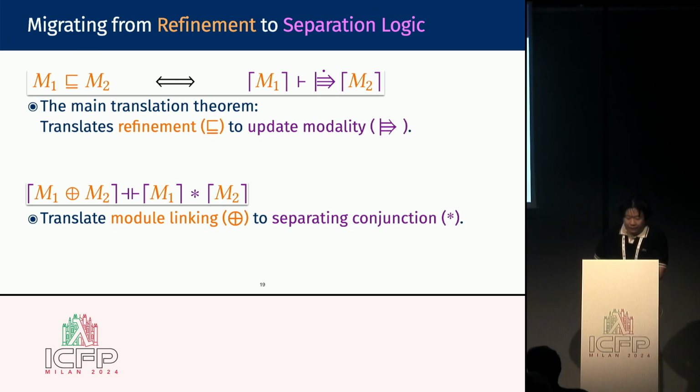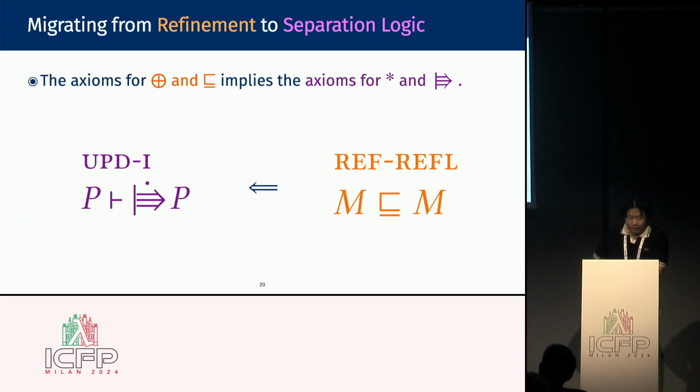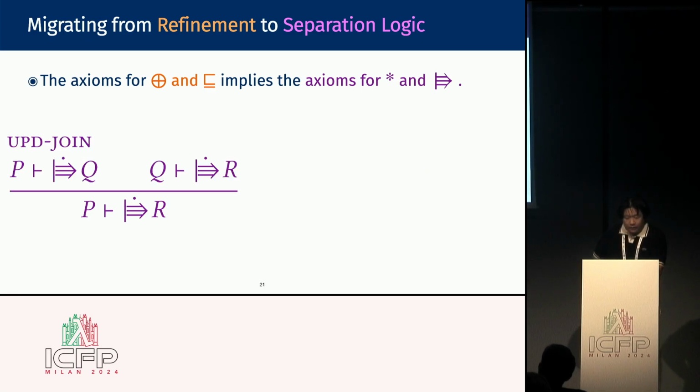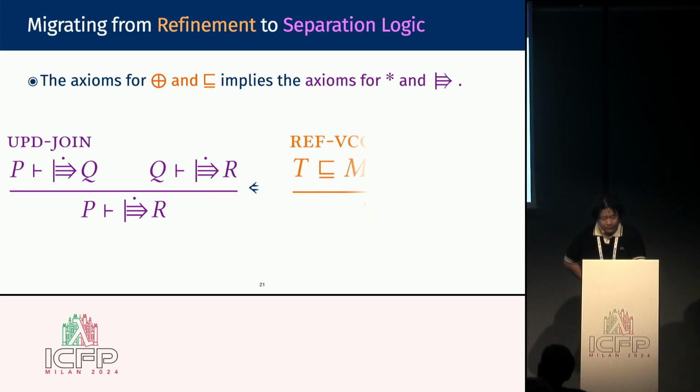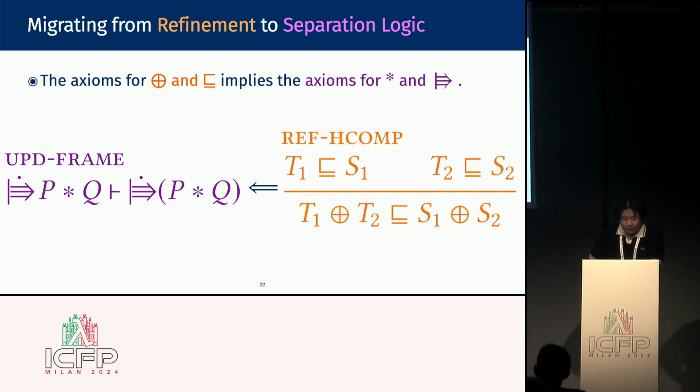And the reason why this translation works is because the axioms for refinement operators imply the axioms for separation logic connectives. For example, the axiom called update intro is implied by the reflexivity of the refinement. And the axiom called update join, saying that the update modality behaves like a monad, is implied by the vertical compositionality. Finally, the famous frame rule is implied by the horizontal compositionality.